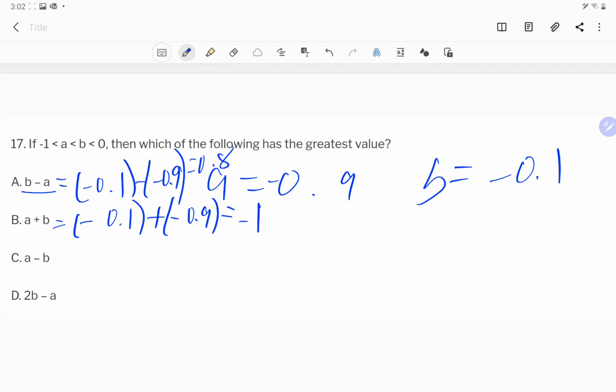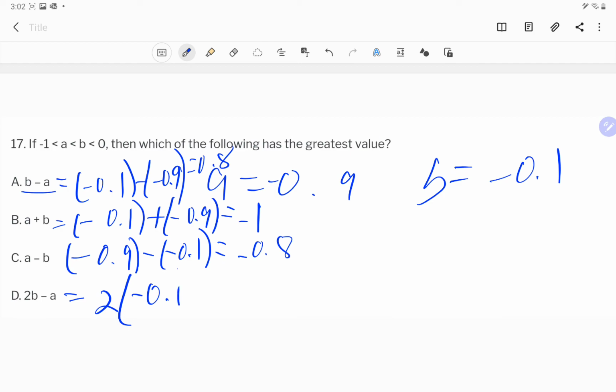Okay, for letter C, we've got -0.9 minus -0.1, that is equal to -0.8. And then for this one, we got 2 times -0.1 minus -0.9, that is equal to 0.7. Now the question there is, which of the following is the greatest value?